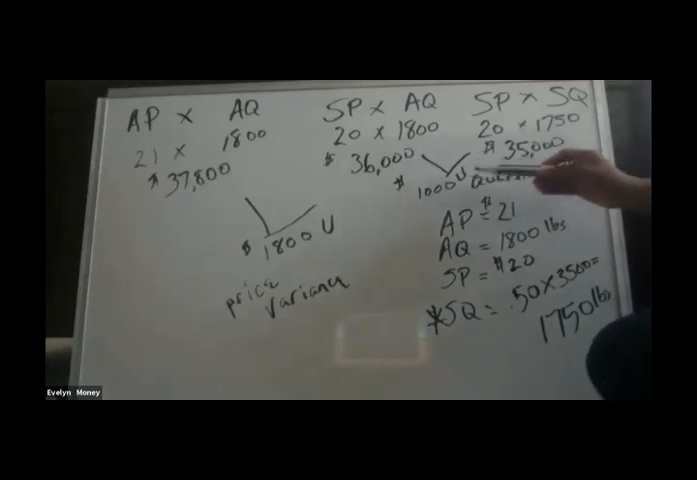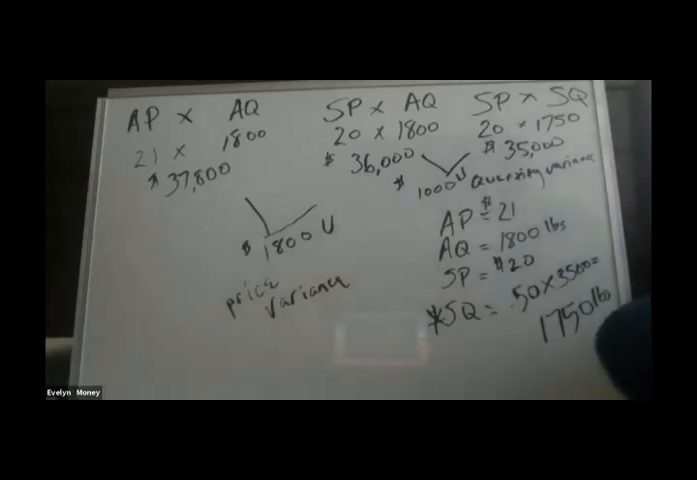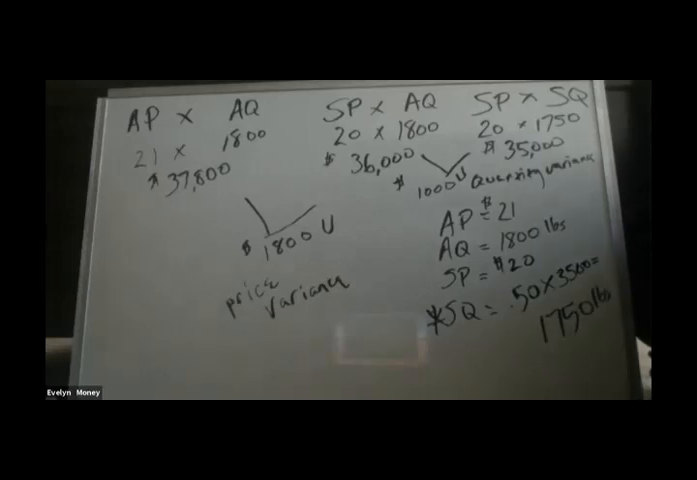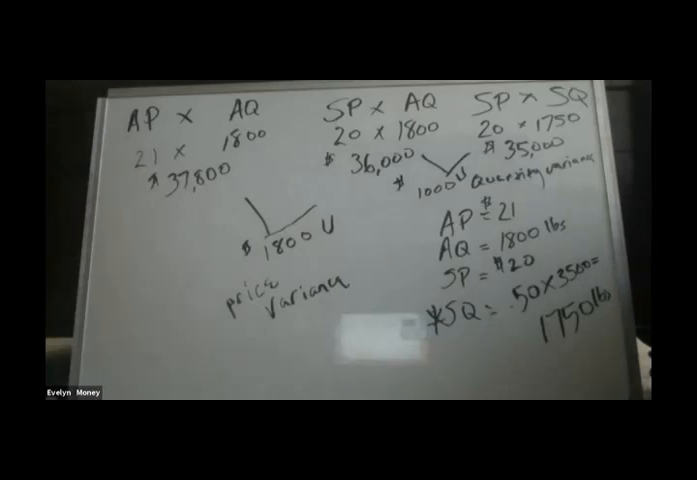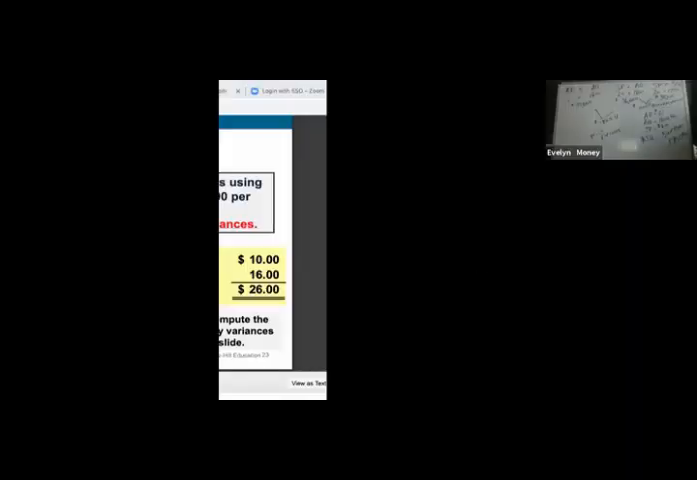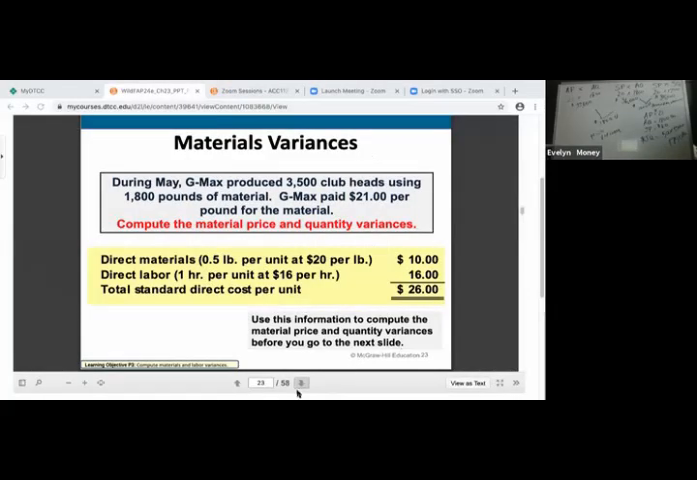For quantity variance, I only needed 1,750 in terms of pounds, but I actually ended up using 1,800 in terms of pounds. So from looking at it from that perspective, I used more than what I planned to use. It is unfavorable. Now let's get to the fun part of this. Let's see if I can go back and share the slides with you, because the fun part of this is explaining where all of these variances came from. So we sort of get to play the blame game.